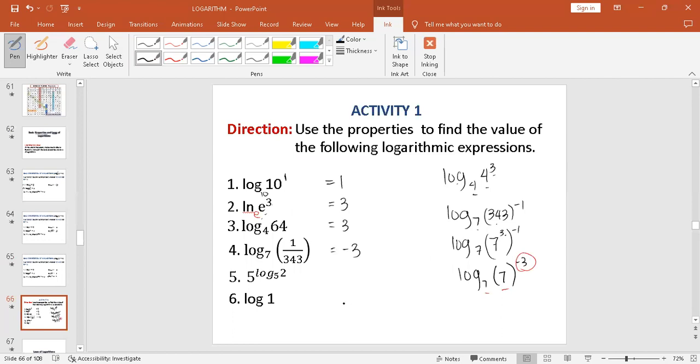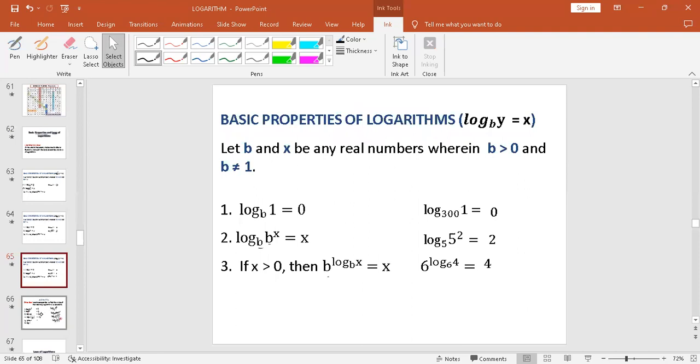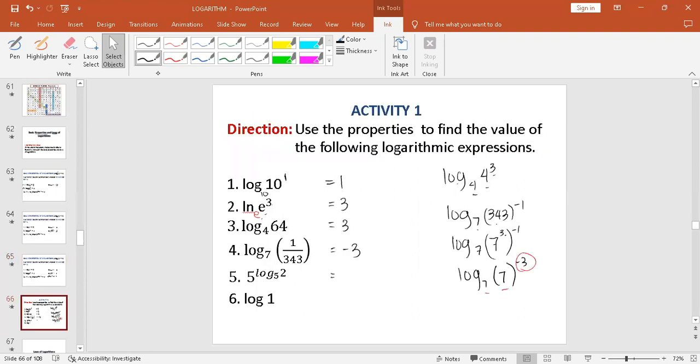Okay, number 5. 5 raised to log of 2 to the base 5. So this item will fall under what property? Under property number 3. Okay? So the bases are the same. Therefore, the answer here is 2.